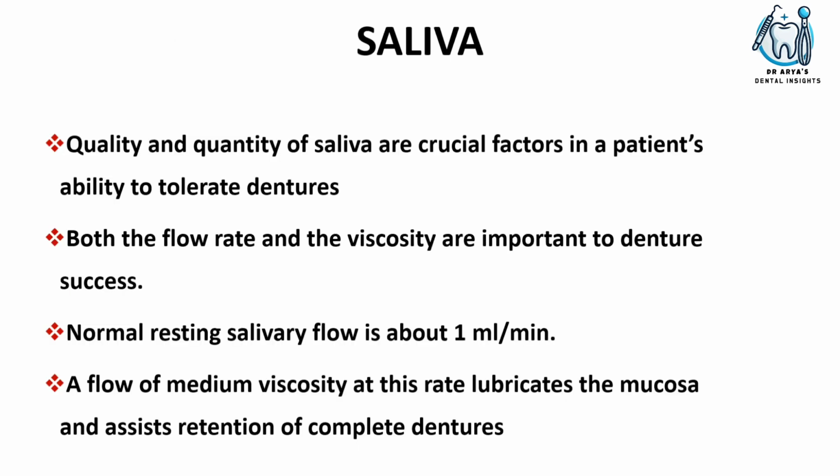So, saliva. Quality and quantity of saliva are crucial factors in a patient's ability to tolerate dentures. Both the flow rate and viscosity are important to denture success. Normal resting salivary flow is about 1 ml per minute, and a flow of medium viscosity at this rate lubricates the mucosa and assists retention of complete dentures.